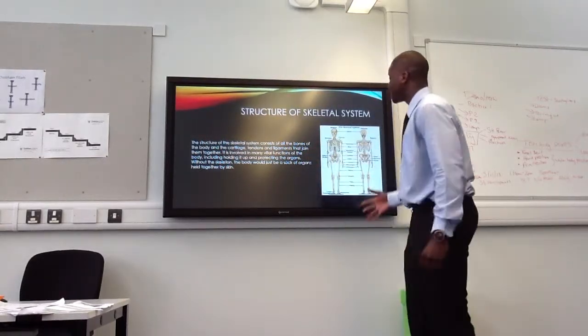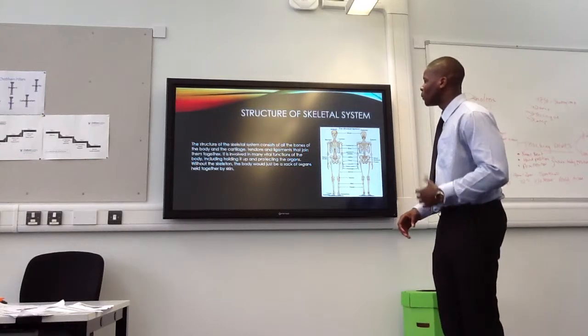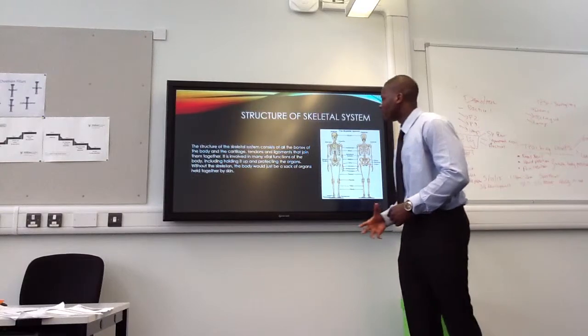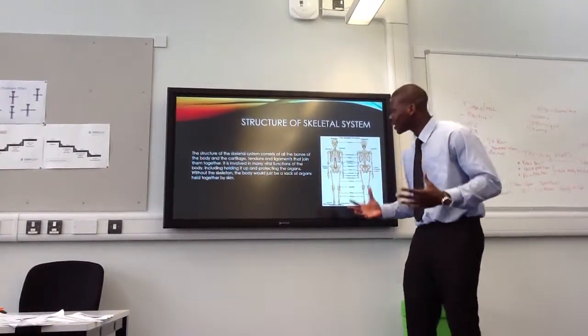This is the structure of the skeletal system. The structure of the skeletal system consists of all of the bones in the body and the cartilage, tendons and ligaments that join them together. It is involved in many vital functions of the body, including holding it up and protecting organs. Without the skeleton, the body would just be a sack of organs held together by skin.